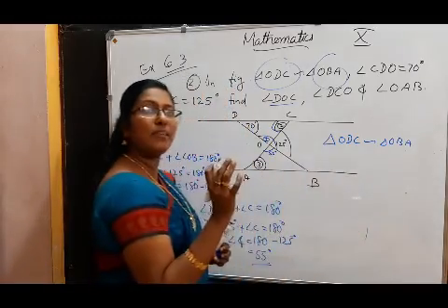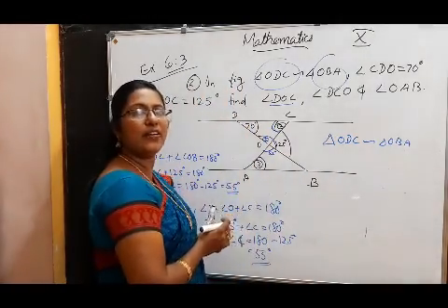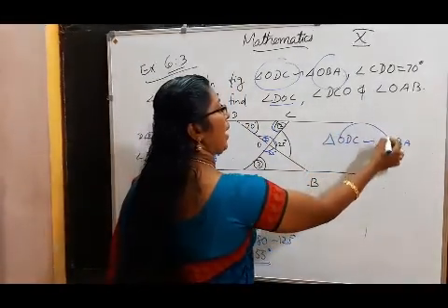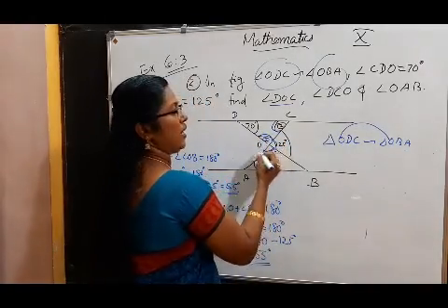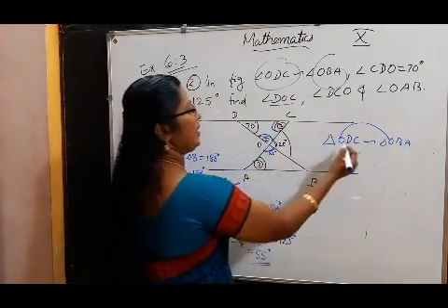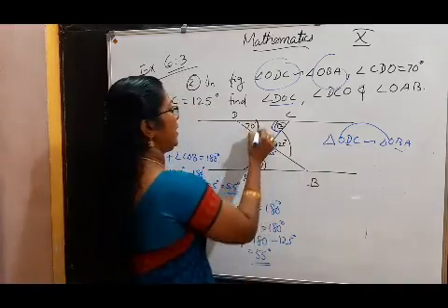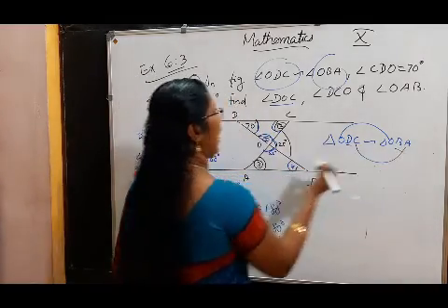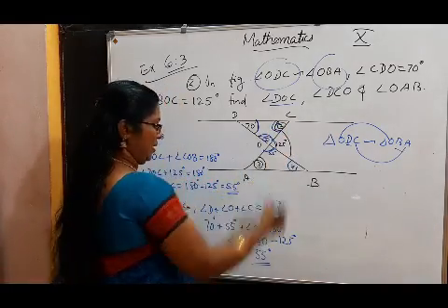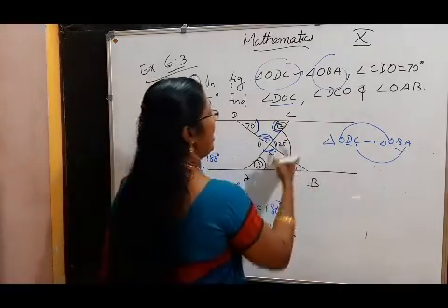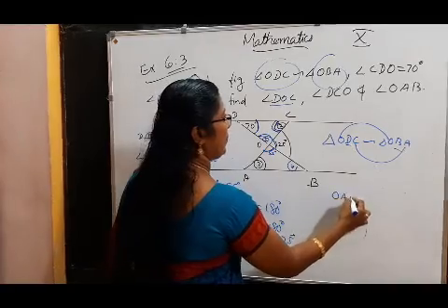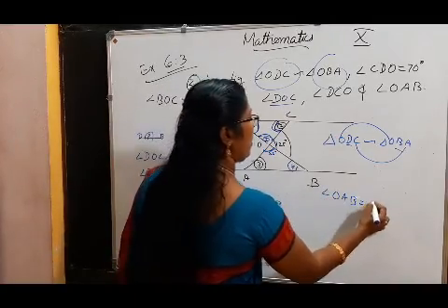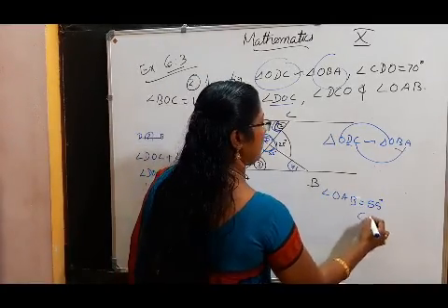If the triangles are similar, corresponding angles are equal. In the same way, angle O and this O are equal, vertically opposite. And angle D equals angle B, this is also 70. And angle C equals angle A. What is C? C is 55, and angle A, angle OAB, equals 55 degrees.